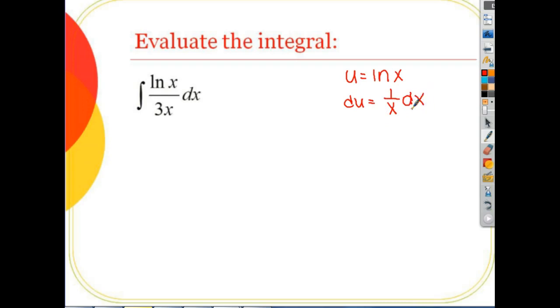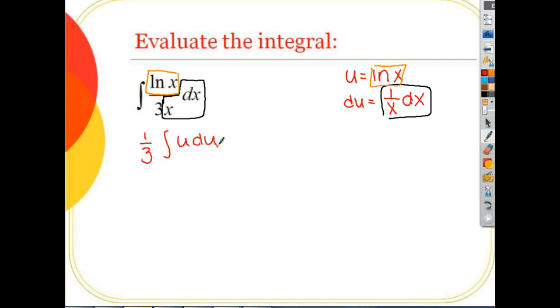So now I can take this 1 over x dx from here. I'll put the 1/3 outside. Yep, and I can take the natural log of x here and replace it with the u. So I've gotten rid of the natural log and the 1 over x. What happens is that 1/3 just kind of becomes a constant out in front, so that I have u du.